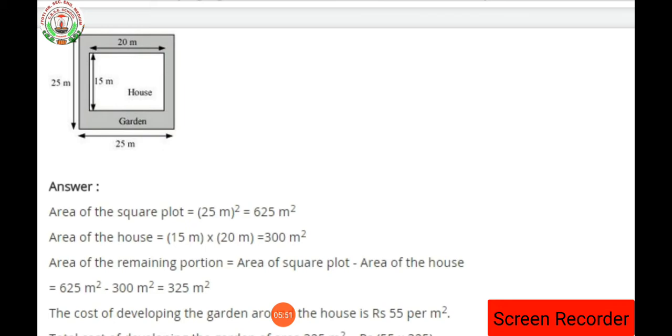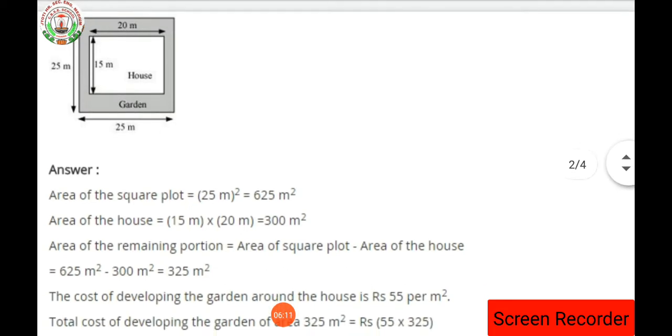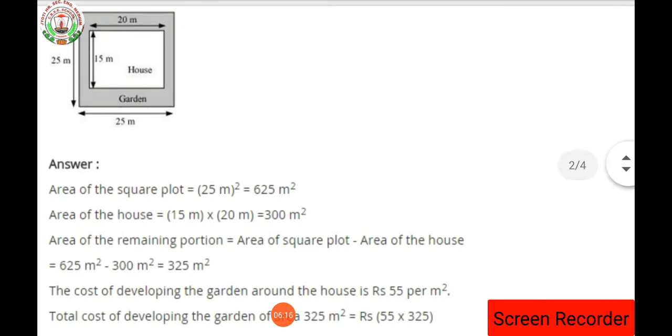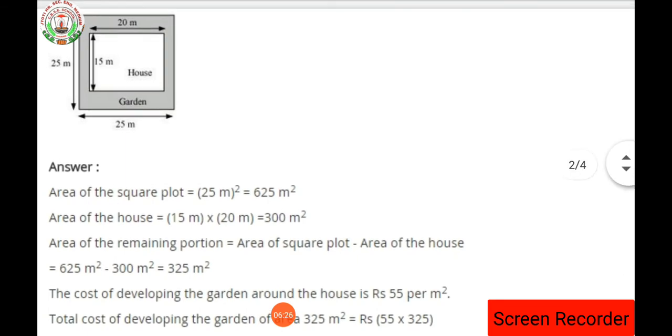So the house will be built at the center while the garden will be all around the four sides. It seems very clearly in the figure that the total length we have is 25 meter. It is a square plot, so we are going to find the area of the square plot. The side of the square plot is given as 25 meters. So the area of the square plot will be 25 into 25 meter square, which equals 625 meter square.